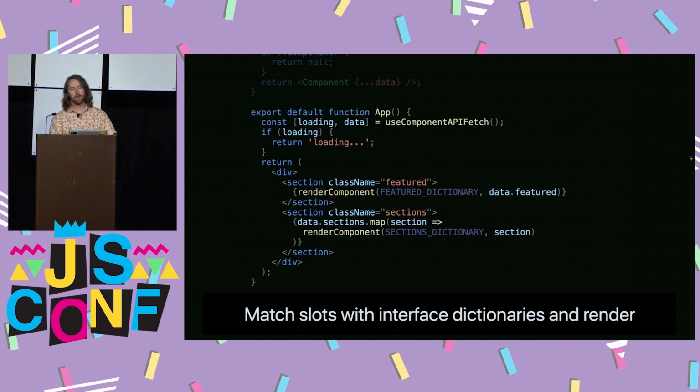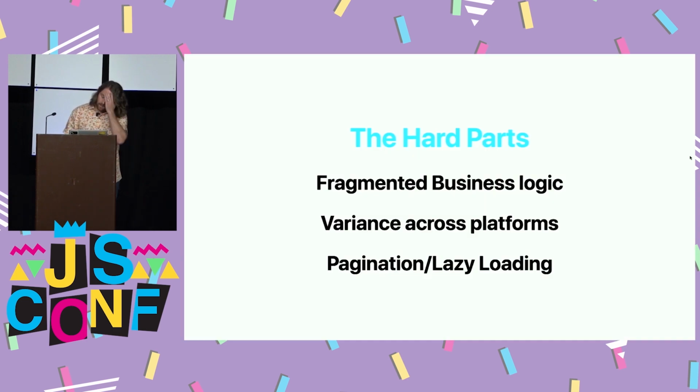Finally, here's an example of how we could stitch together that full page query that I showed you, where we're using the featured section with the featured dictionary, grabbing out the featured property, and then rendering our sections array and mapping over the sections and rendering whatever component we have. So this is, I think, a pretty interesting solution to a hard problem that NBC had. And maybe you have it too.